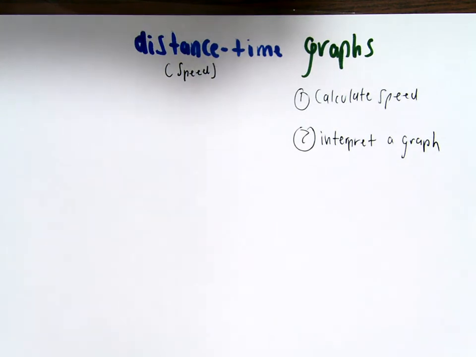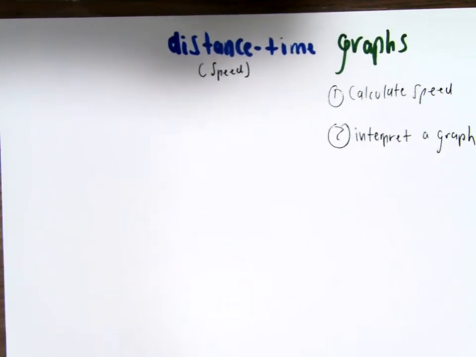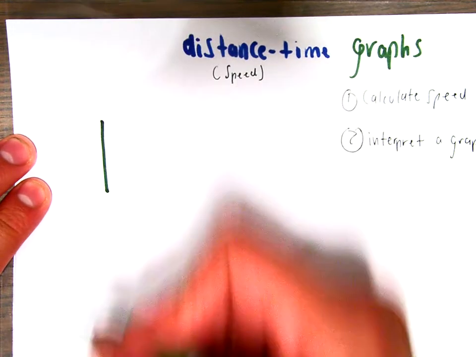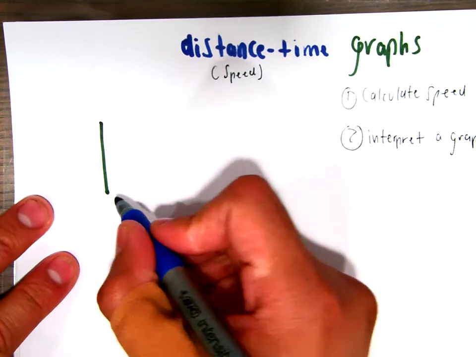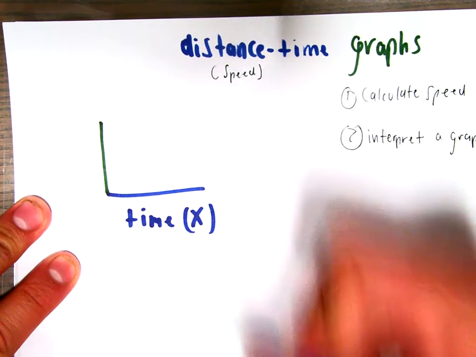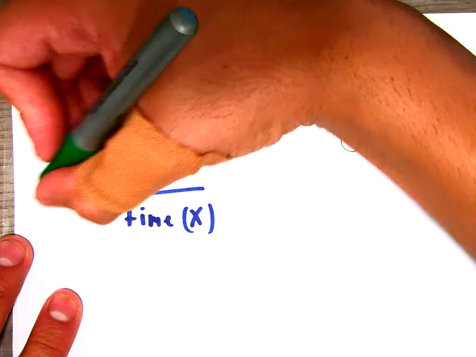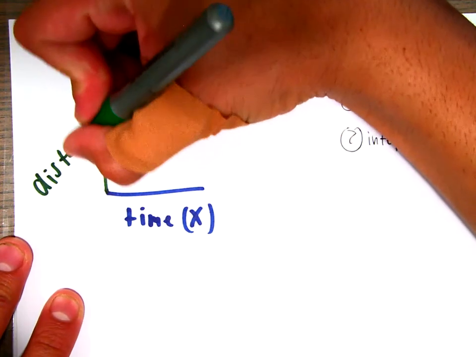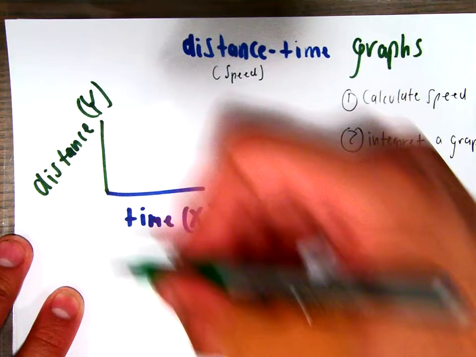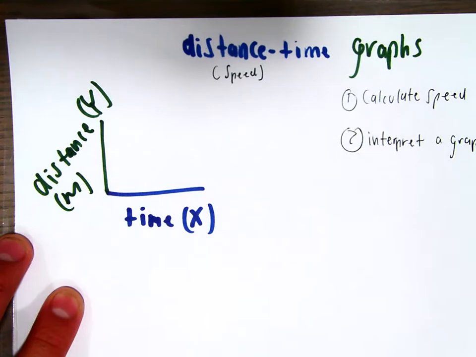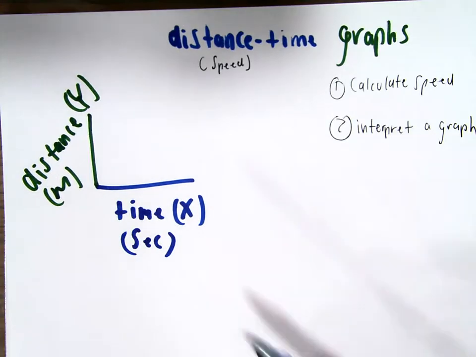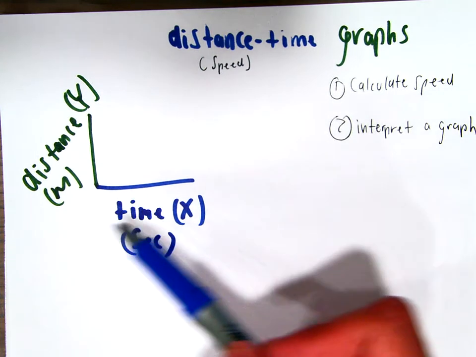Okay. So let's go over some basics. We'll start off very simple, then get a little bit more complex. If we're looking at a distance time graph, it's going to look something like this. We have our time here on our x-axis, and then we have distance on our y. This is often going to be in meters, and this will be in seconds, even though that's not always the case. But it's always going to be some sort of distance over some sort of time.